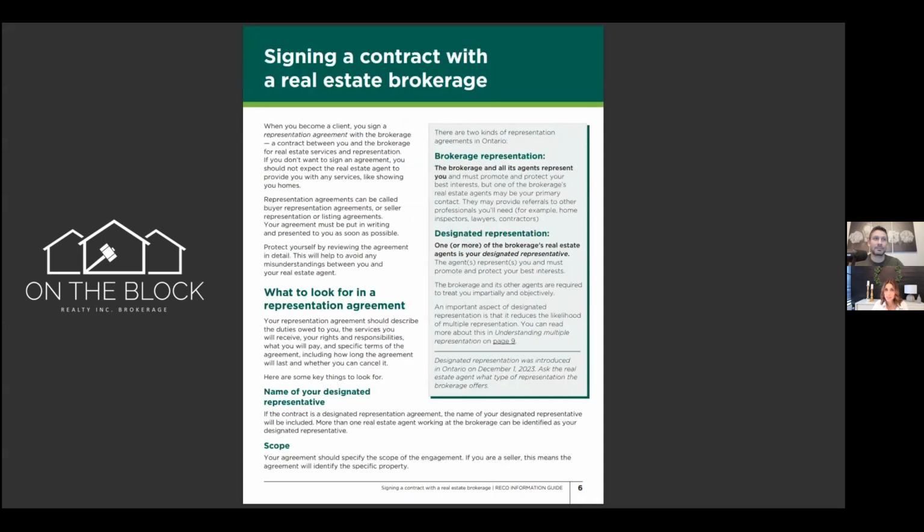When you decide to work with a real estate brokerage and create a client relationship, you must sign a representation agreement. This agreement is the contract between you and the brokerage and lays out all the terms and responsibilities of the parties in the contract. If you are a seller, you will sign a listing agreement, and if you're a buyer, you will sign a buyer representation agreement. Similar representation agreements are required if you are a landlord or a tenant in a lease transaction. One important change to the way a brokerage will represent you is the difference between designated representation and brokerage representation.